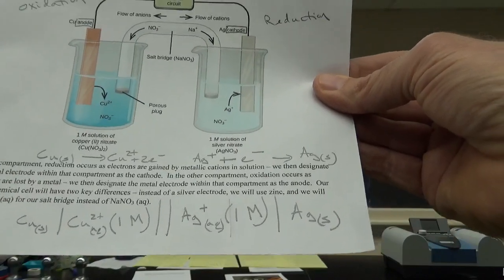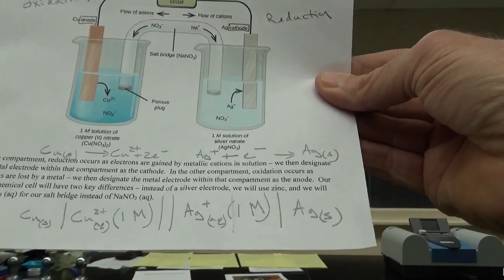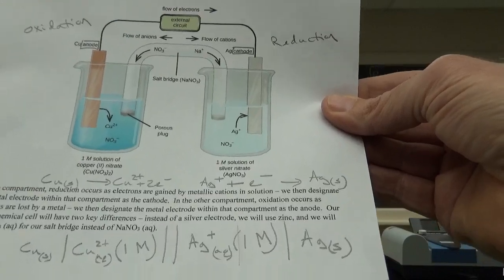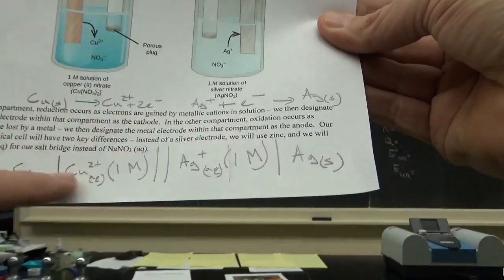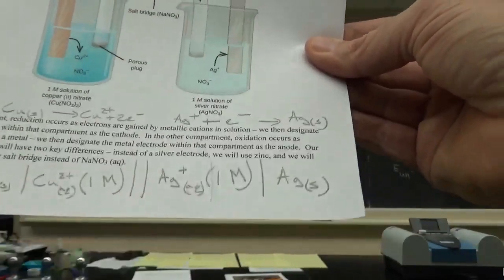All right, so that is just a review of the basic concepts of oxidation reduction and how you write a cell diagram. I think that's what that's called. This is a shorthand version of this, and so I think it's pretty clear.